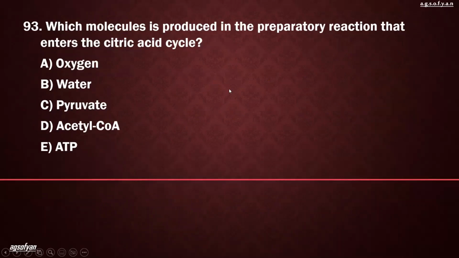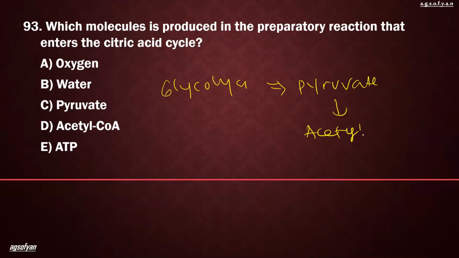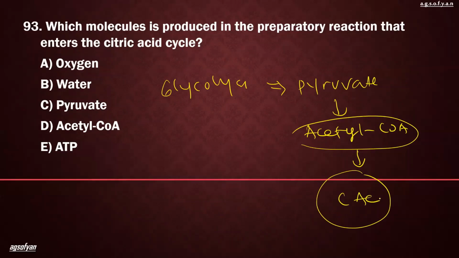Which molecule is produced in the prep reaction that will enter the citric acid cycle? Glycolysis will produce pyruvate, and pyruvate then will be used in the prep reaction to produce acetyl-CoA. And this acetyl-CoA will enter into the citric acid cycle. So which one enters the citric acid cycle? A, B, C, D, or E?